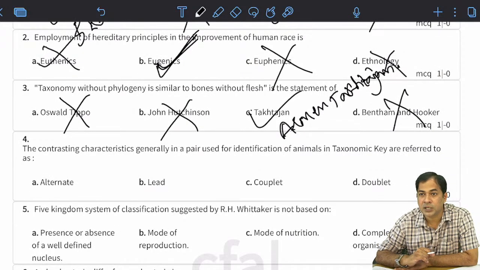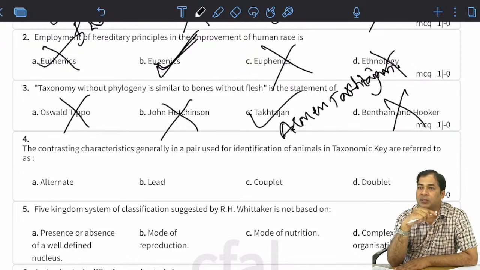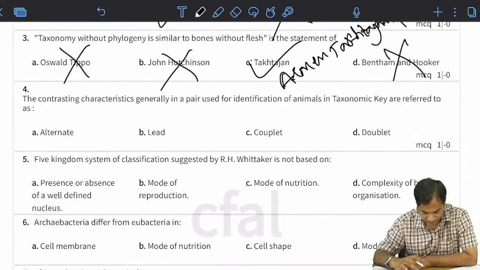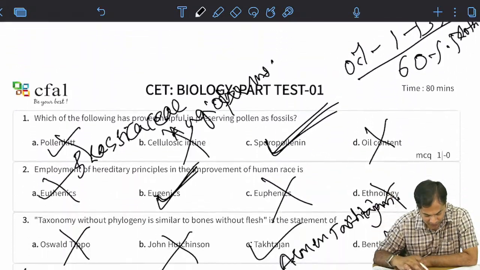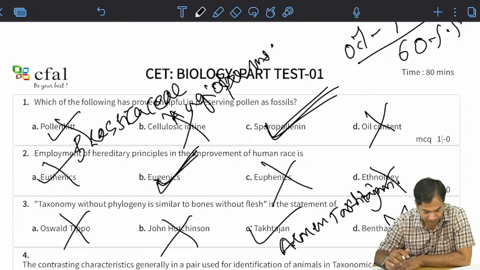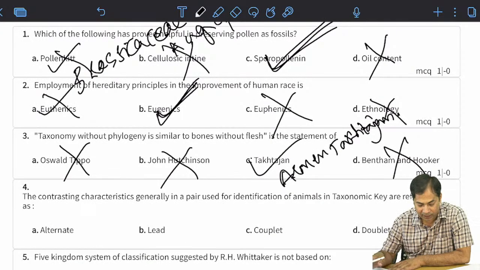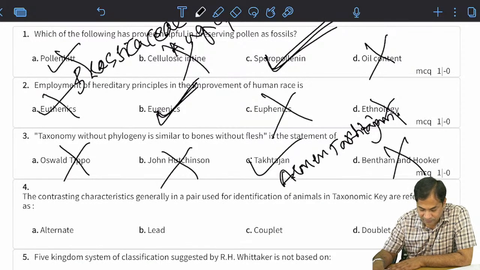Next question we are going to discuss now, that is question number 4. The contrasting characters generally in a pair used for identification of animals in taxonomic key are referred to as.